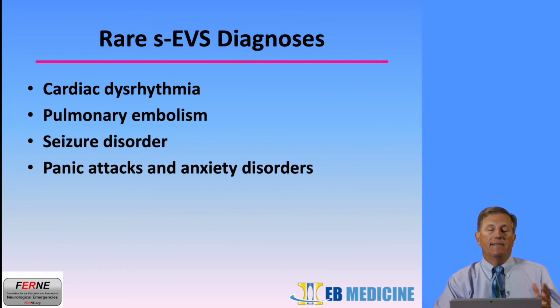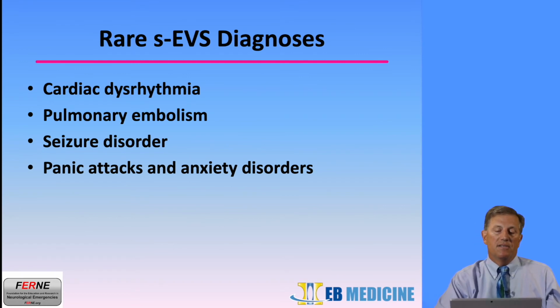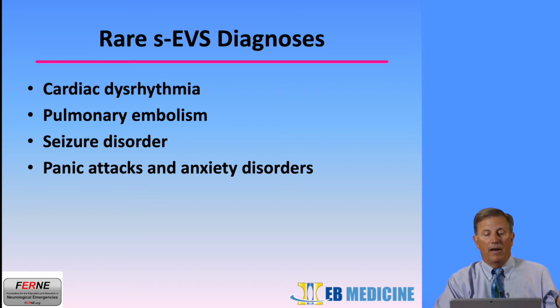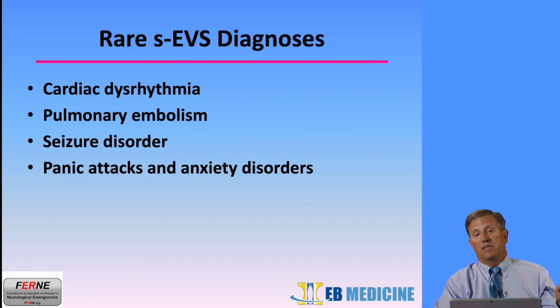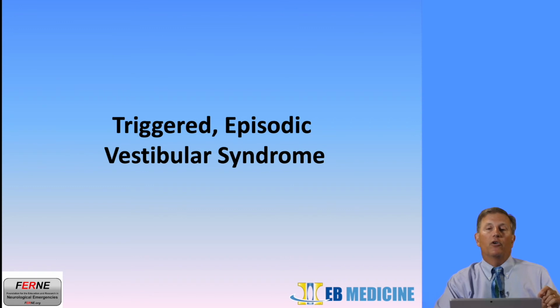There are some rare spontaneous EVS diagnoses, or less common ones, such as cardiac dysrhythmias, pulmonary embolism, seizure disorder, or panic attacks and/or anxiety disorders. And I have to comment that although these are listed as rare, these actually are more common disease states that you must consider with spontaneous episodic vertiginous vestibular syndrome presentations. What about triggered episodic vestibular syndrome?